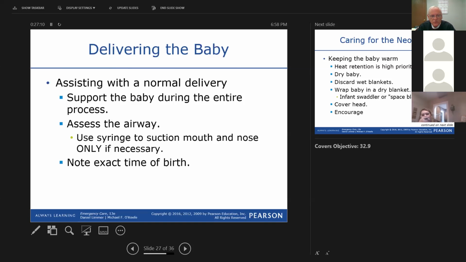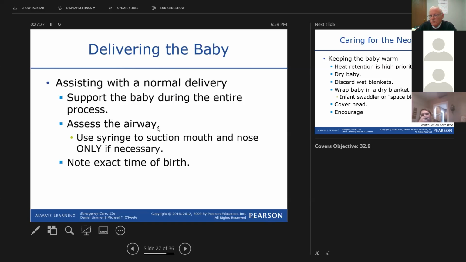Once the baby's out, assess the airway. We used to always suction a baby, but we don't now unless we have a reason to believe there's some sort of an airway issue. And if you do, you start with the nose because they're nose breathers, and then you can suction in the mouth and use that ear bulb syringe. And note the time of birth.